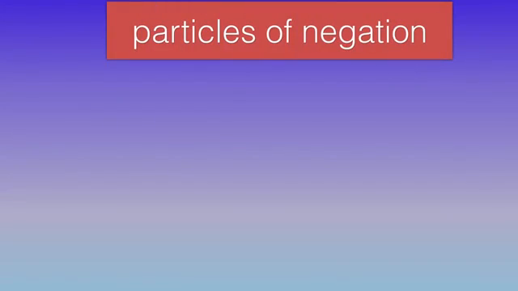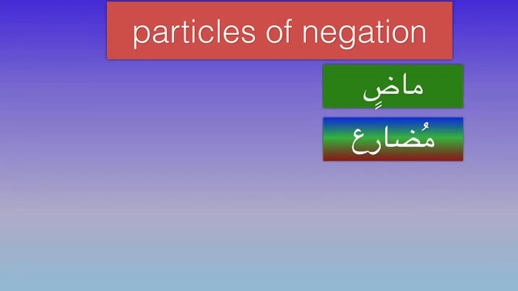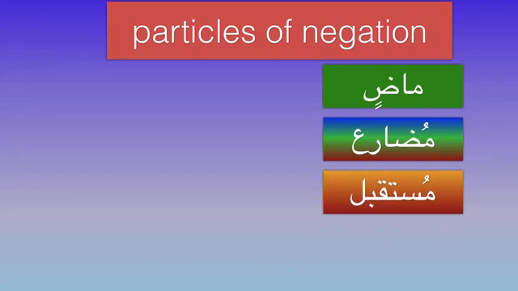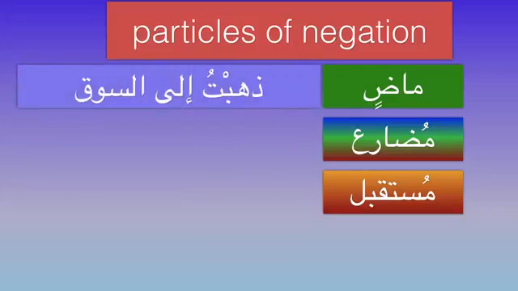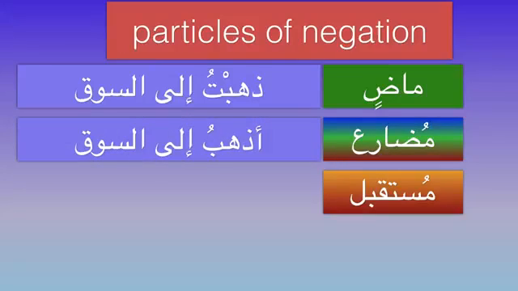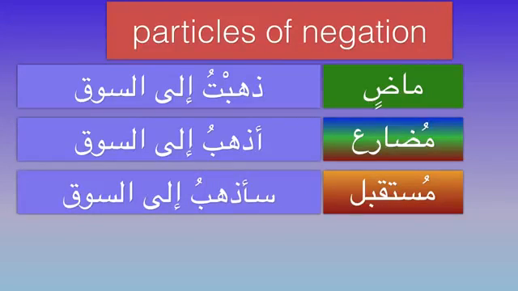So what we have been learning so far is particles of negation. We know there are three types of sentences or situations where we negate: madi, the past tense; mudari', the present tense; and mustaqbal, the future tense. For example, ذهبت إلى السوق, I went to the market. Or mudari', we say أذهب إلى السوق. Or in the future, mustaqbal, you say سأذهب إلى السوق.